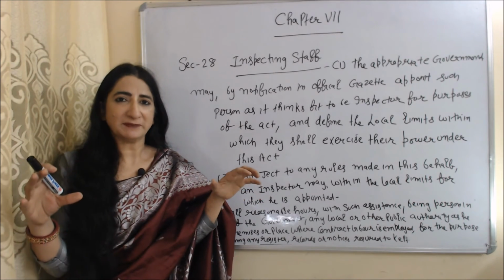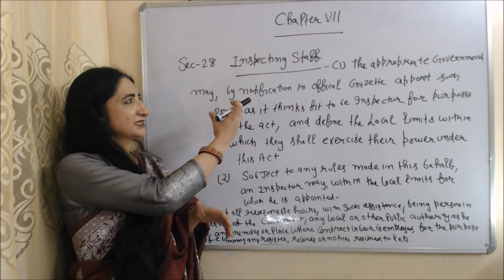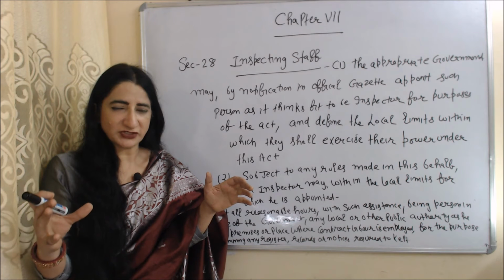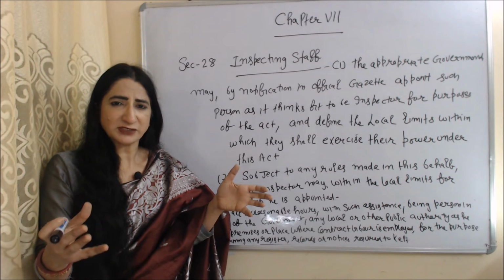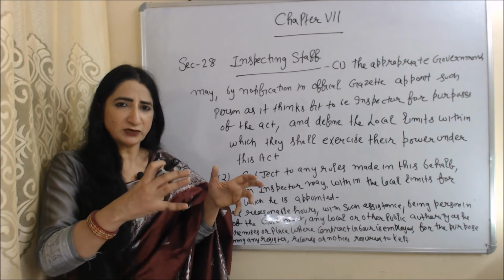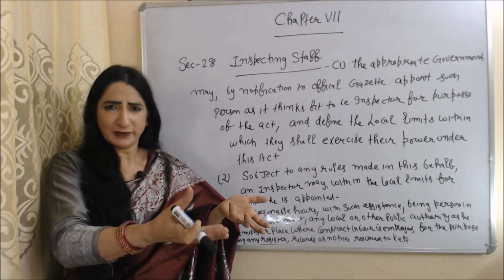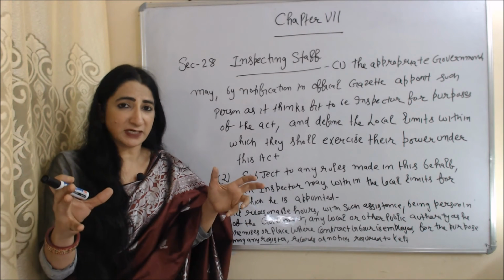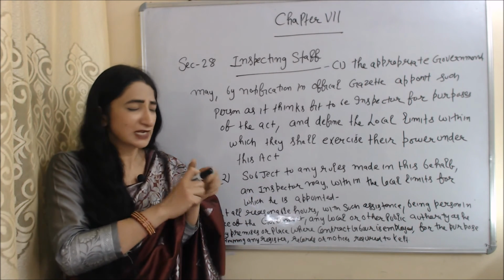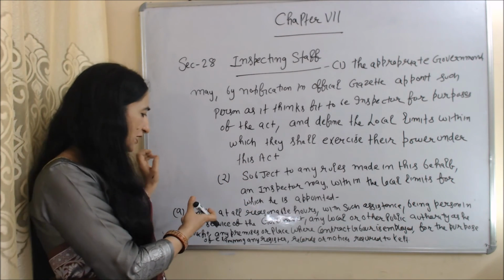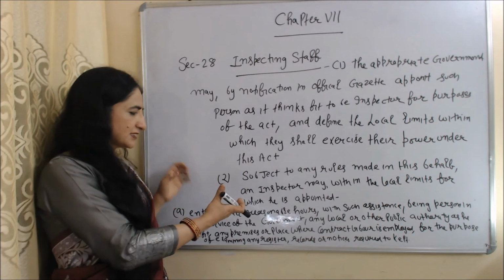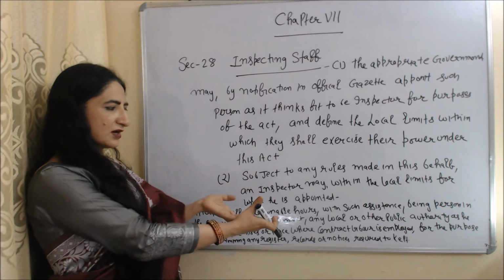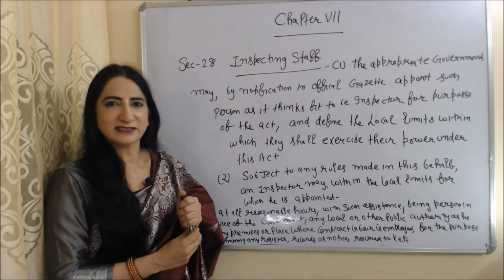Now we are going to talk about chapter 7 and section 28, inspecting staff. The appropriate government, by giving notification in the official gazette, can appoint such persons as the government thinks suitable to become inspectors for the purpose of this act, and the government also defines the local limits of an inspector, and the inspector can use his power within these local limits, and also defines some rules. For example, an inspector can enter any premises at reasonable hours and can examine any register, record or notice which is required to be kept under this act.